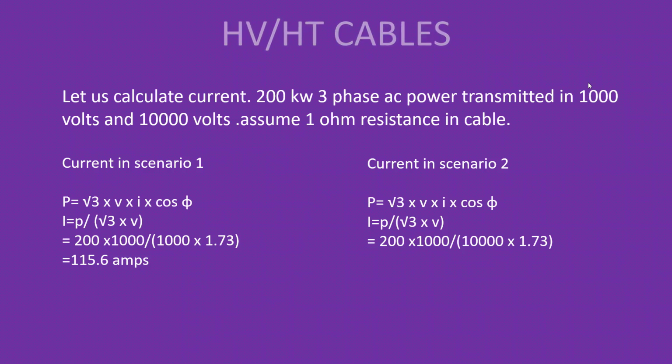200 into 1000 divided by, what is our transmission voltage? Transmission voltage is 10,000 volt, divided by 10,000 into 1.73 root 3. The answer will be 11.56.